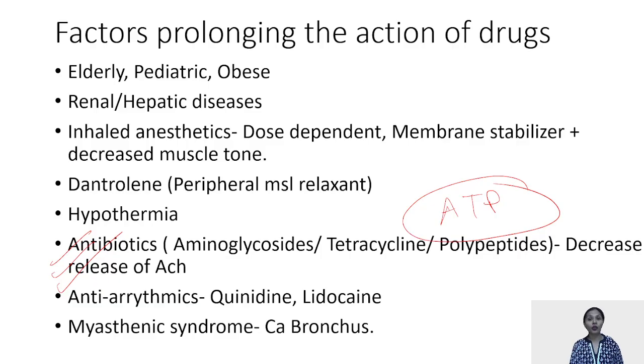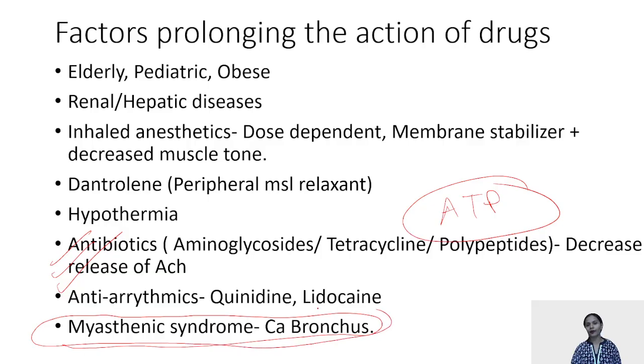Your anti-arrhythmic drugs like quinidine, lidocaine, and a very important and interesting case scenario that comes up a lot of times is of CA bronchus. Sometimes the question comes in the form that the patient has been posted for a surgery and is a known case of CA bronchus, and there is a prolongation of the effect of muscle relaxant. So what is the monitor of choice? Or what is the reason for this prolongation of action?